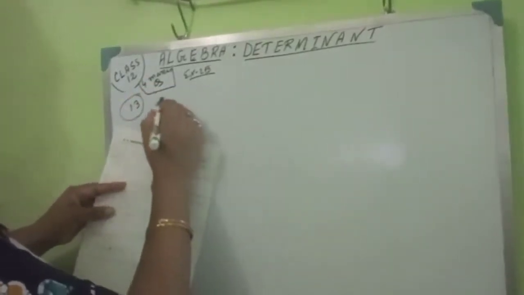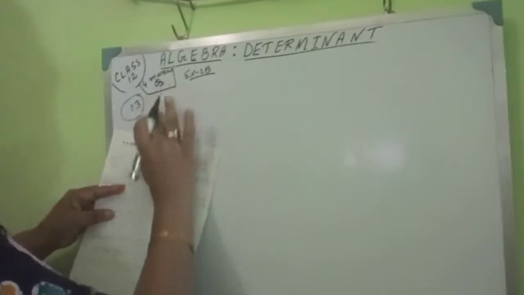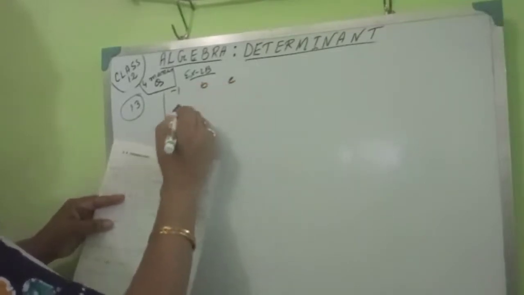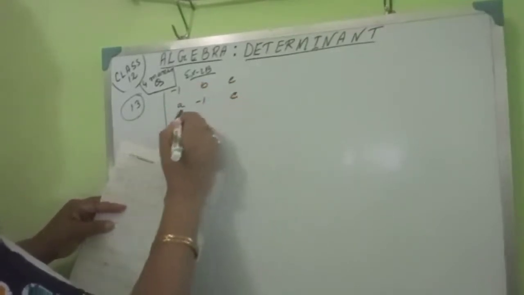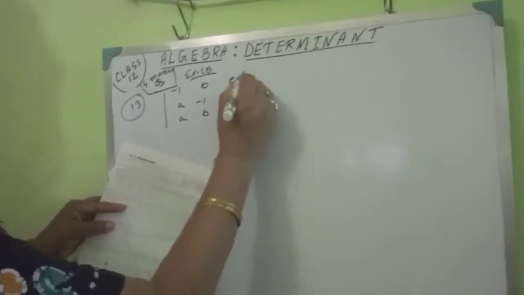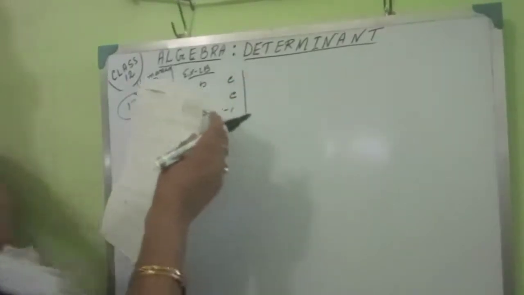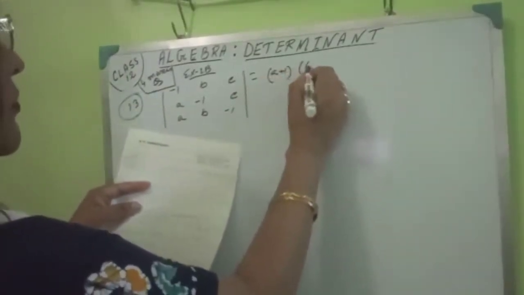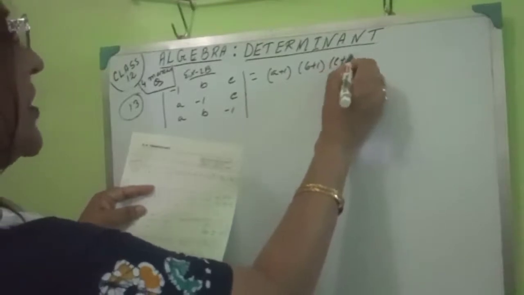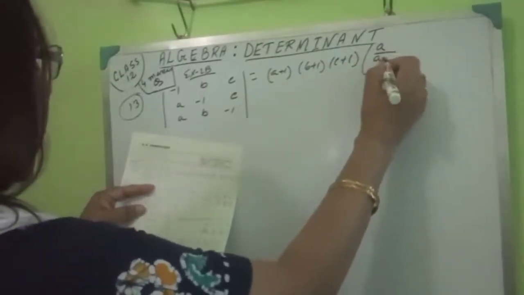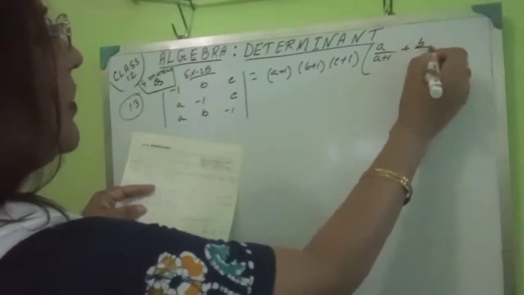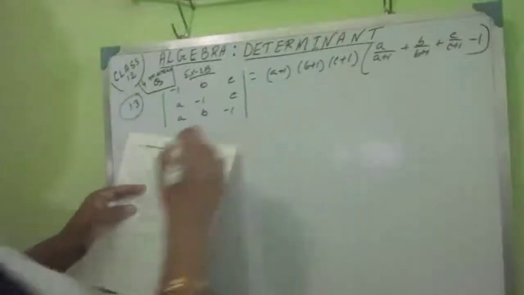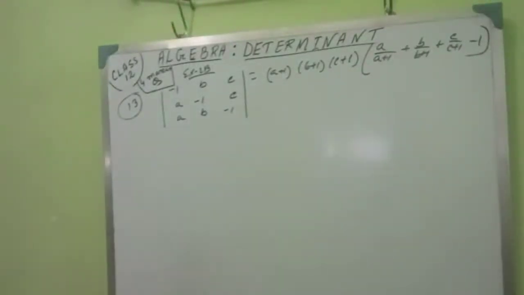Next is the determinant with rows minus 1, B, C; A, minus 1, C; A, B, minus 1. Determinant sign, and what we have to prove? Proof is a plus 1, b plus 1 into c plus 1, and in the bracket a by a plus 1 plus b by b plus 1 plus c by c plus 1 minus 1. This only we have to prove.